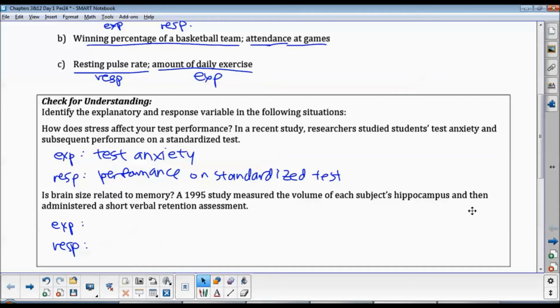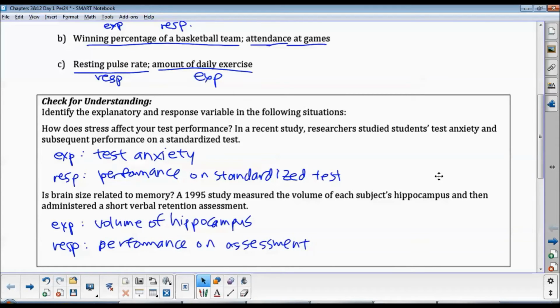Performance on a standardized test, like a score on a standardized test, would probably be even better. For the second one, looking at the volume of the hippocampus, which is an area of the brain, and a short verbal retention assessment, most of you probably thought the volume of the hippocampus was going to be the explanatory variable, and the performance on a short verbal retention assessment would have been the response variable.